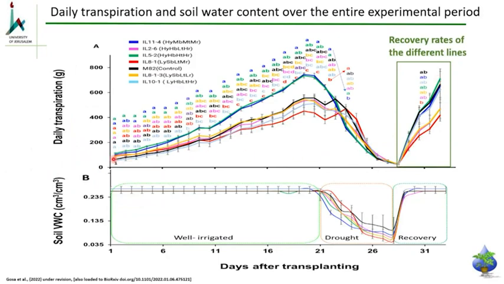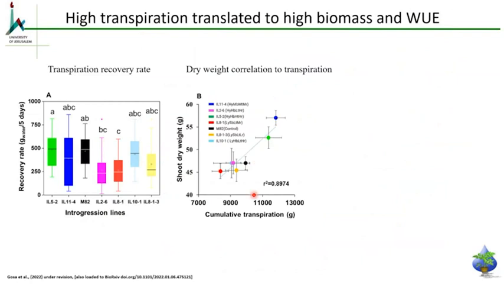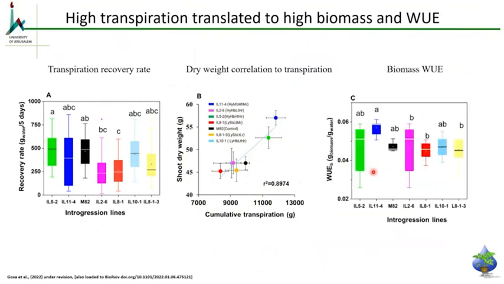Actually, whatever the plants could fixate during this period, we took it as a dry weight, and we compared it to the cumulative amount of water the plant transpires. So we just took everyday transpiration and summed it up. The graph you see here is the cumulative transpiration versus the shoot weight. And very interestingly, these two lines not only transpire a lot, but also get a lot of biomass. And they did it very efficiently.